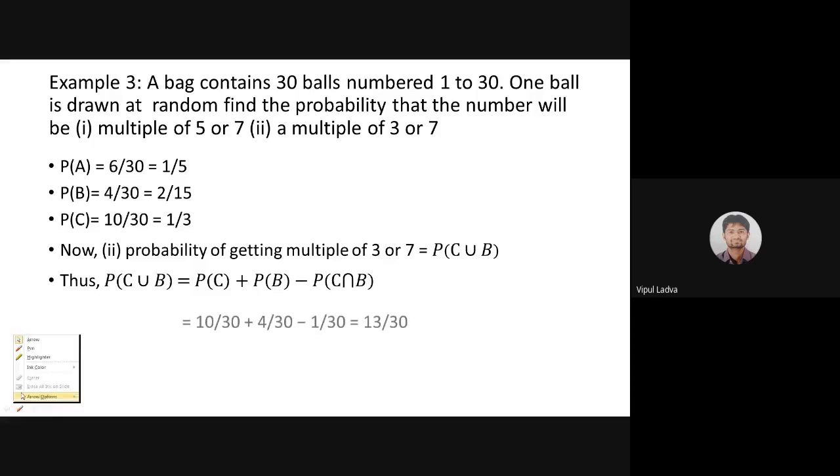to find probability of C intersection B, we need to stick with our simple formula, M by N. I can say M is a variable case, N is a total case. We are dealing with an event in which I am supposed to pick a single ball from the 30. So my sample space will contain 30 elements, and variable case for this event, वो 3 का भी multiple हो, 7 का भी multiple हो, ऐसा एक ही केस है, that is 21.